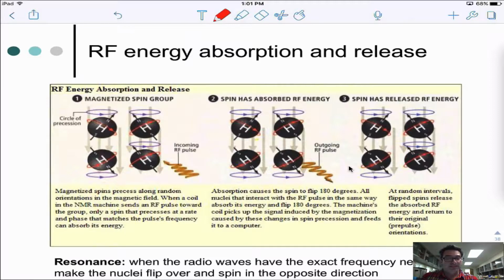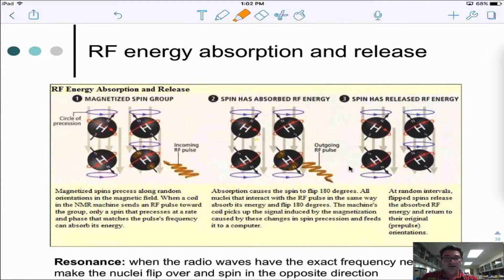And what happens is every once in a while, the nuclei will then release a radio frequency pulse that is the same that they absorbed. And what this actually causes is a shift or a flip in their spin. And they show that here they are all aligned north-south, and then over on this side, we see that there's been a flip from north-south to south-north. And the machine can record this.